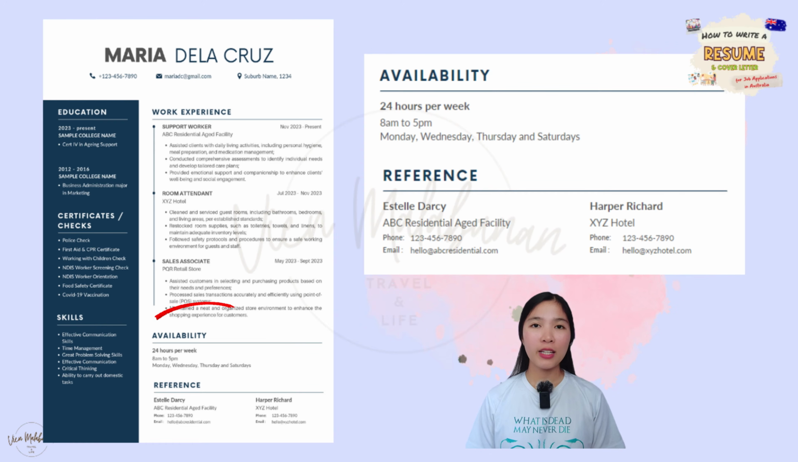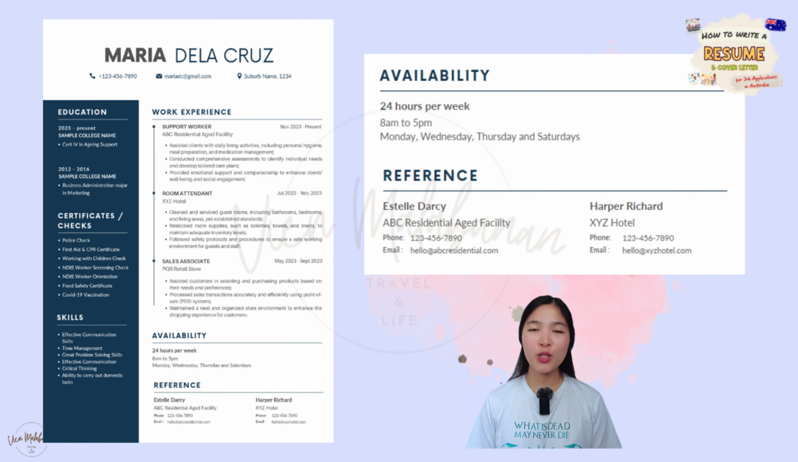After that, you can include your availability. This includes the number of hours that you can work per week, inclusive time, days per week. For international students, you can input 24 hours per week from 8 a.m. to 5 p.m. or any of your preferred time. For days, you can input Monday, Tuesday, Thursday, Saturday, or Sunday, for example. It depends on your availability since some of the international students have to go to class 2 to 3 times per week.